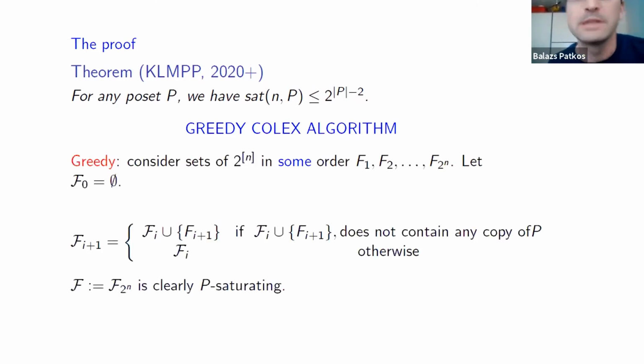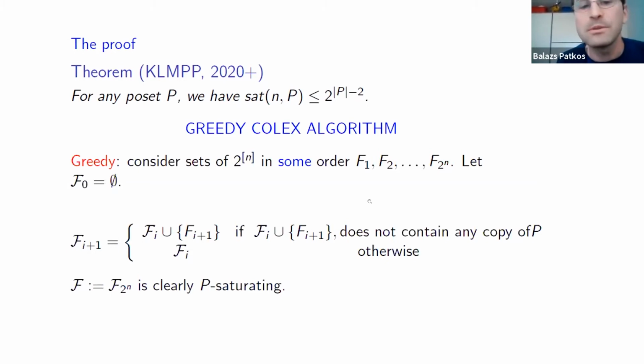So greedy is greedy. That means that we consider all the subsets in some order, and then we try to add the sets one by one. We add the next set if, together with the already picked sets, it doesn't create a non-induced copy of P. If it does, then of course we can't add it, because the saturation includes the P-freeness property, so there shouldn't be any copy. So we only add when it is possible to add.